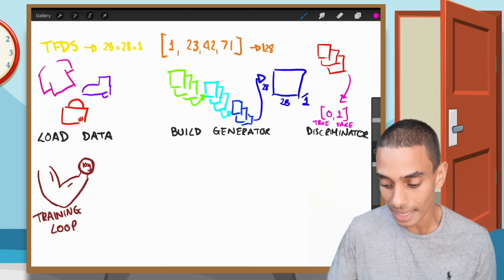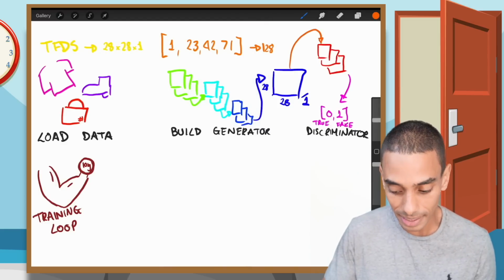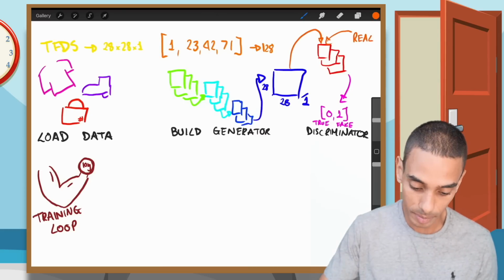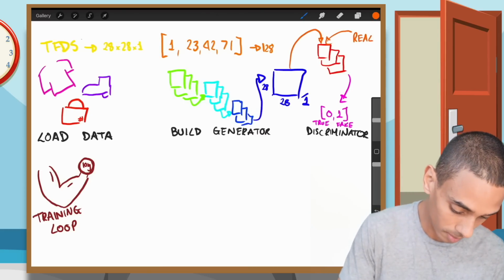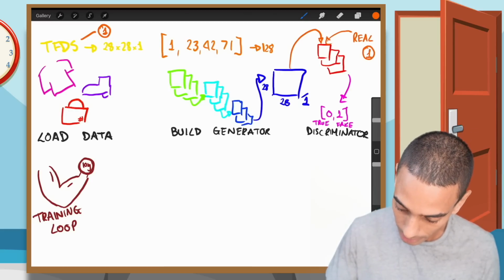So we'll then take that generated image and put it into our discriminator. At the same time, we'll also take real images, all the way from TFDS. So one will be going here.